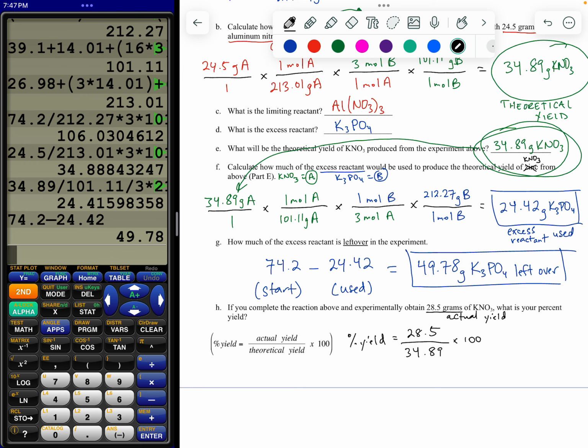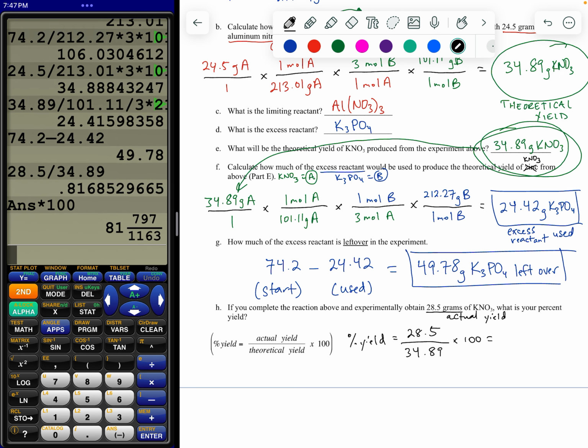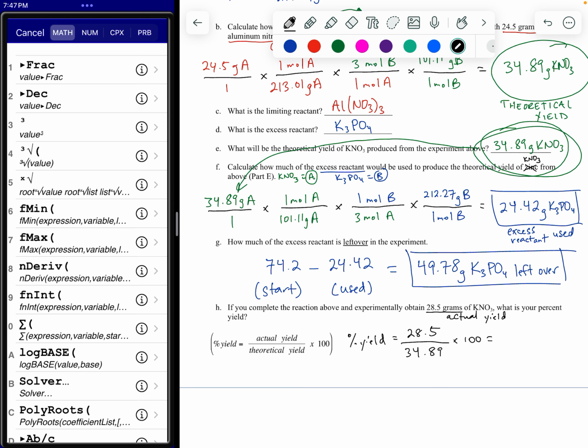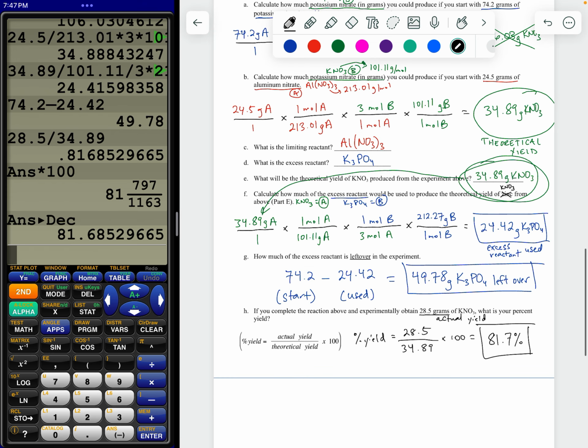And of course, multiply by 100 to get a percent. And so we take our 28.5 divided by 34.89, and we end up with 81.7%. So still not bad. Not bad. Anything above 70, especially for our class, is pretty good. But that is Unit 6 in a nutshell.